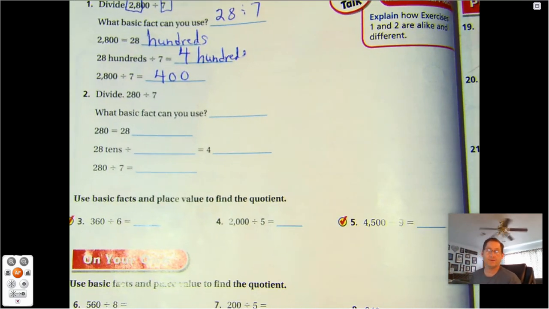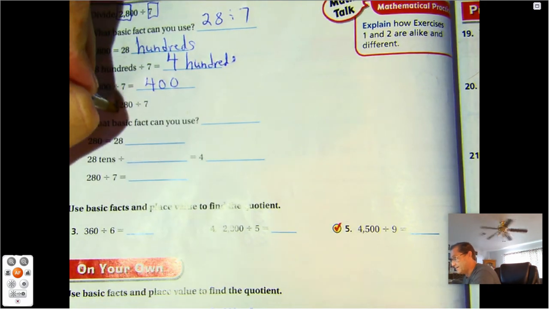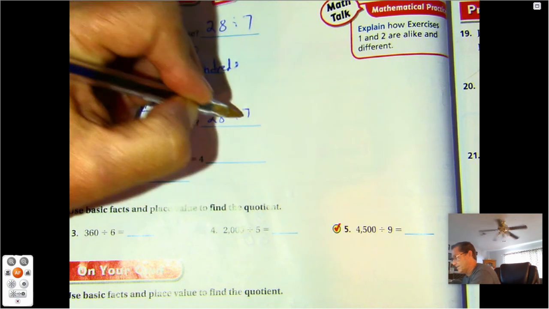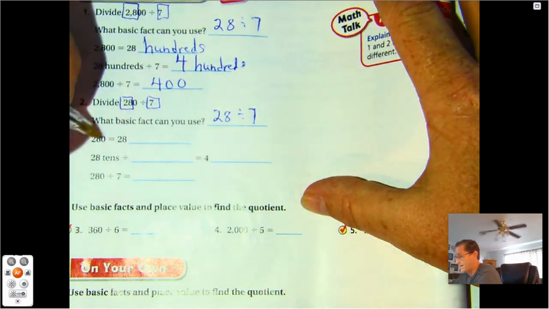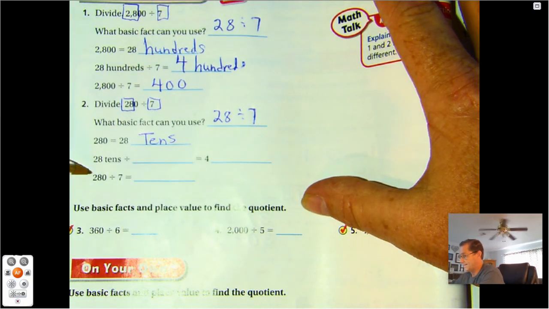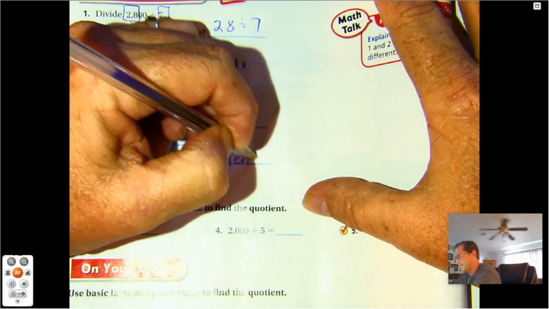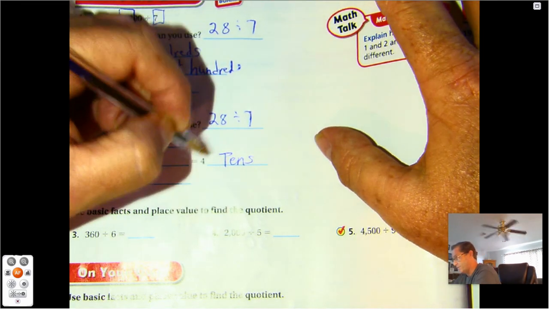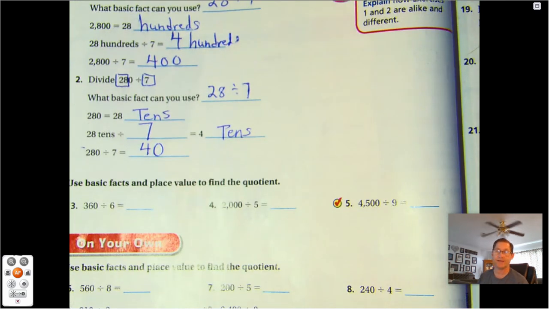And then it wants us to divide 280 divided by 7. What's the basic math fact? It's still 28 divided by 7. And how can we rewrite 280? We can rewrite that as 28 tens. So 28 tens divided by 7 will give me 4 tens. 7 times 4 is 28, 4 tens. So how do I rewrite 4 tens? 4 tens is rewritten as 40.